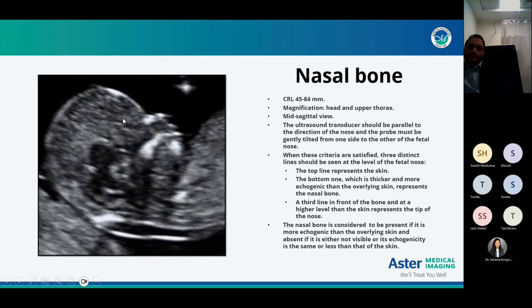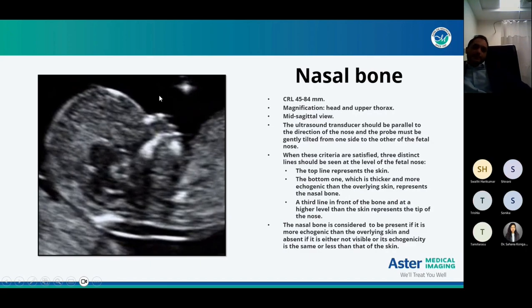Now, after all these prerequisites of having a proper mid-sagittal view of the baby, properly zoomed and magnified, we have to angulate the probe along the baby's nose, in line with the baby's nose, and then slightly tilt the probe from one side to another, 45 degrees or 135 degrees, and then you will be able to see the nasal bone. So not just keeping the probe in the midline, but angulating and tilting the probe side to side. That is when we see the nasal bone.